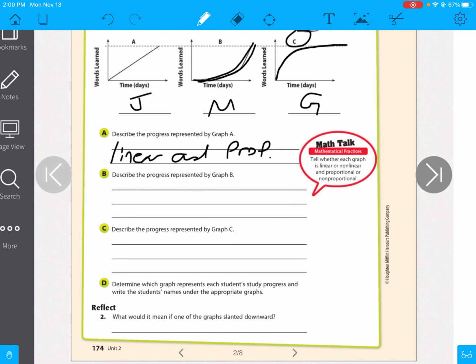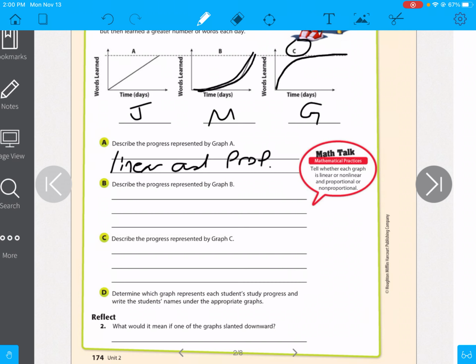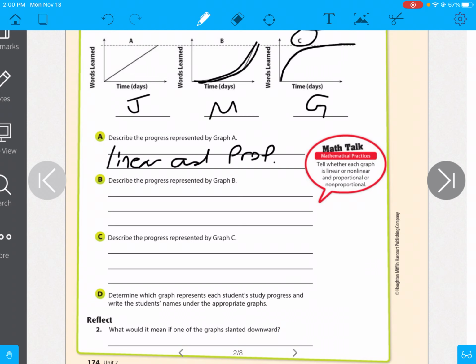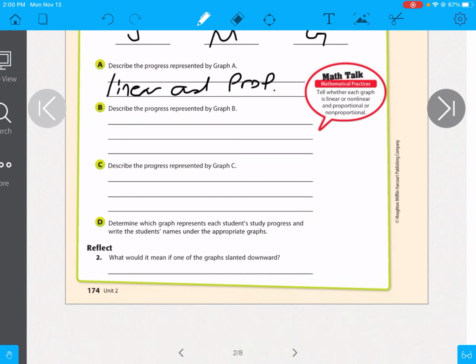What would it mean if one of the graphs slanted downwards? That means they're actually losing some knowledge. So if you look at the first one, if it was like words learned, you already know all the words, and then as it goes, you're going to be losing knowledge. So I would say losing knowledge. And again, if you need to pause this and go on, feel free.